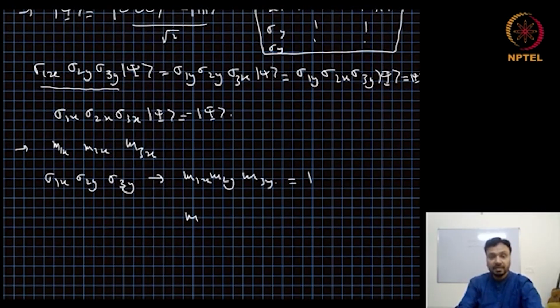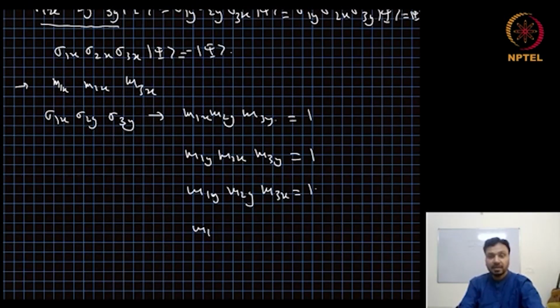Similarly, m1y, m2x, m3y is 1, m1y, m2y, m3x is 1, but m1x, m2x, m3x is minus 1. So from these four equations, we got these four equalities.